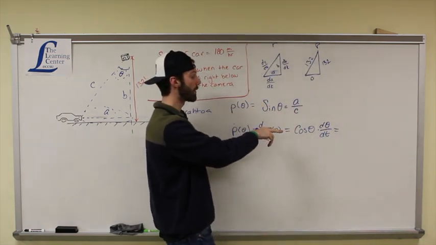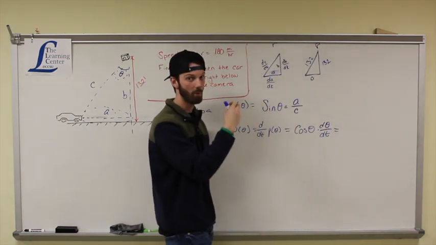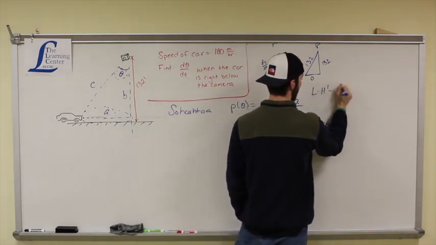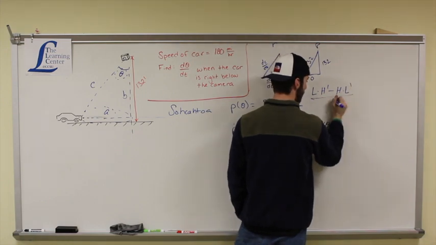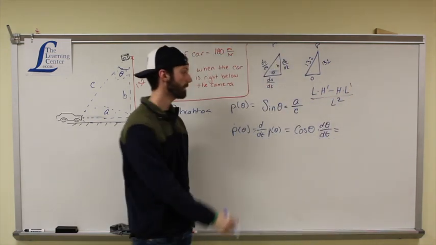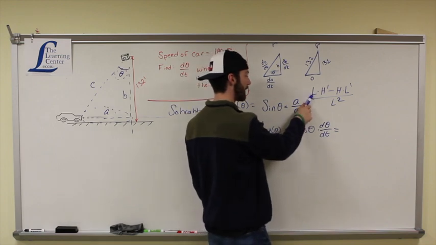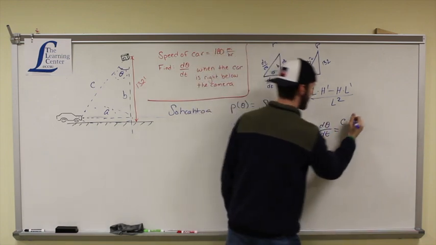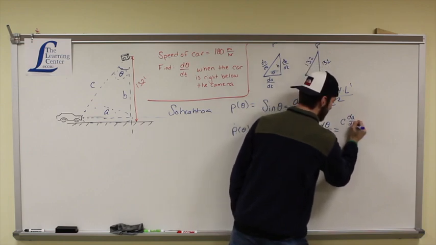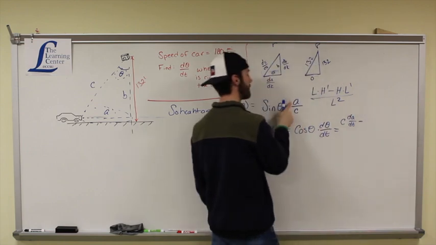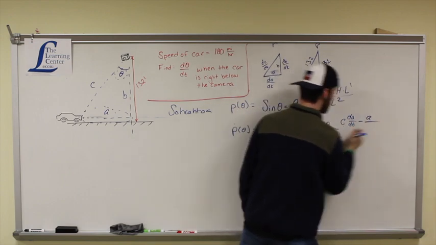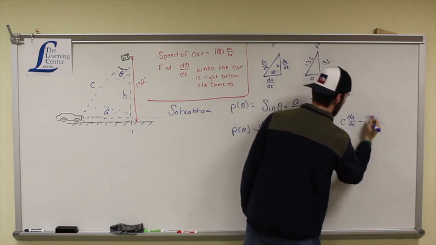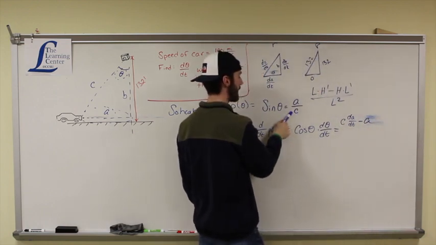It's a quotient of two things, two functions that depend on time, so we need the quotient rule. We know the quotient rule is low times the derivative of the high minus the high times the derivative of the low, all over low squared. So we're just going to pop in these numbers. The low, that's C. The derivative of the high is going to be dA dt, minus the high, which we know is A, minus the high times the derivative of the low.